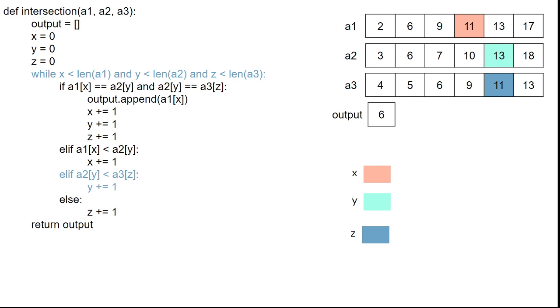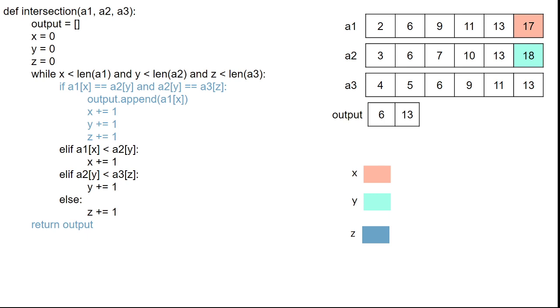So now it is 13. Since none of the above are true, you increment Z. And then you increment X because 11 is smaller than 13. And now since they're all 13, you add 13 to the output array, and then you increment every pointer.